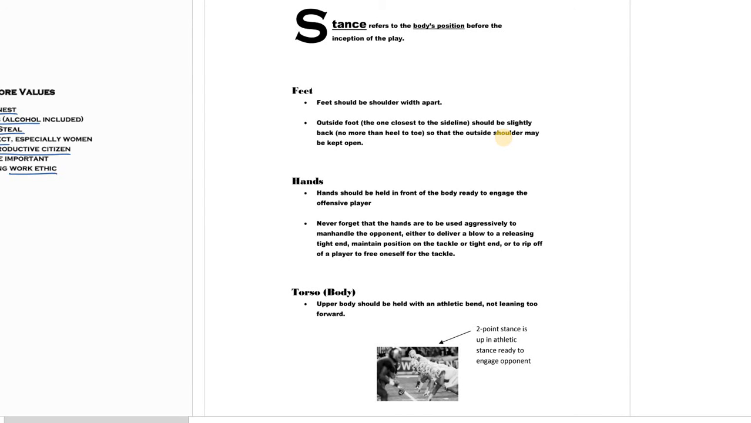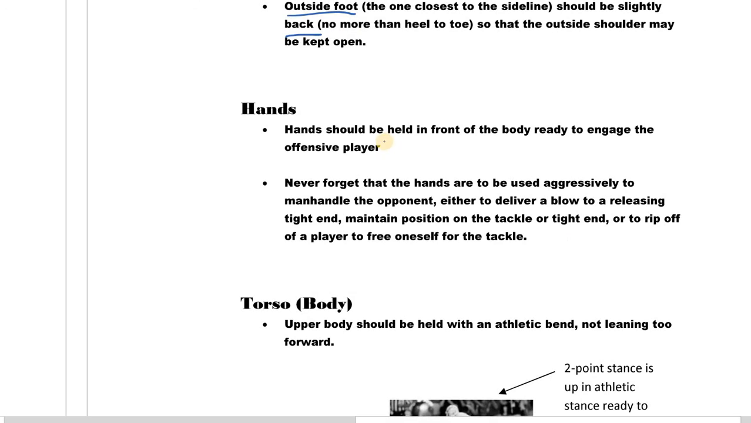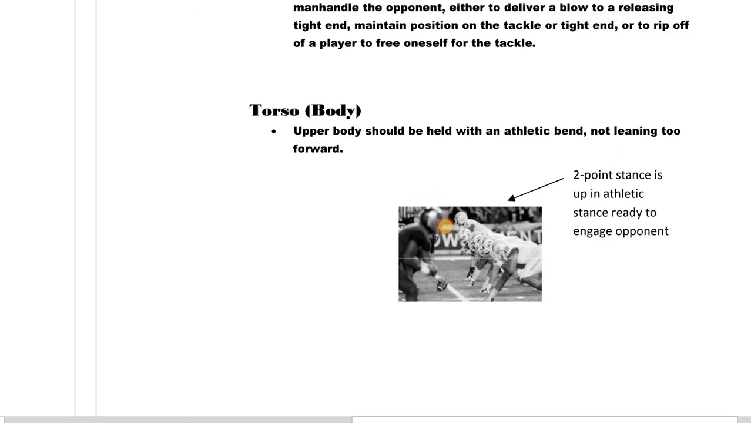Now, as we move into the first page, we move to the S part of SACR. That's the stance, which refers to our body position. Your feet should not be too wide or too narrow, but shoulder width apart. Your outside foot should be slightly back, so it should be heel to instep. Our hands should not be on our thigh pads, but should be held in front of the body, ready to strike, and we use them aggressively when we're lined up against a tight end or anybody coming at us. The upper body is in a forward-leaning athletic stance.